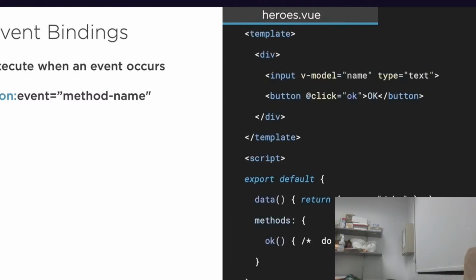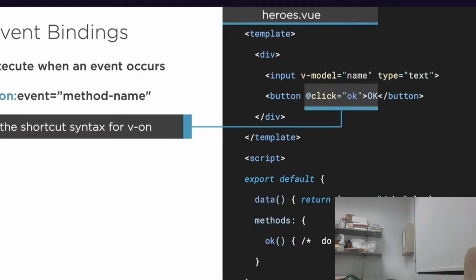So here we might have our HTML where there's a button, and that button, when it's clicked, we want to call this OK method. Now, you might be looking at that and saying, okay, where's the v-on? V-on is the long syntax, just like v-bind was. But just like v-bind has a colon as a shortcut, v-on has the @ symbol as a shortcut. So this syntax is saying when this button is clicked, call a method on this page called OK.